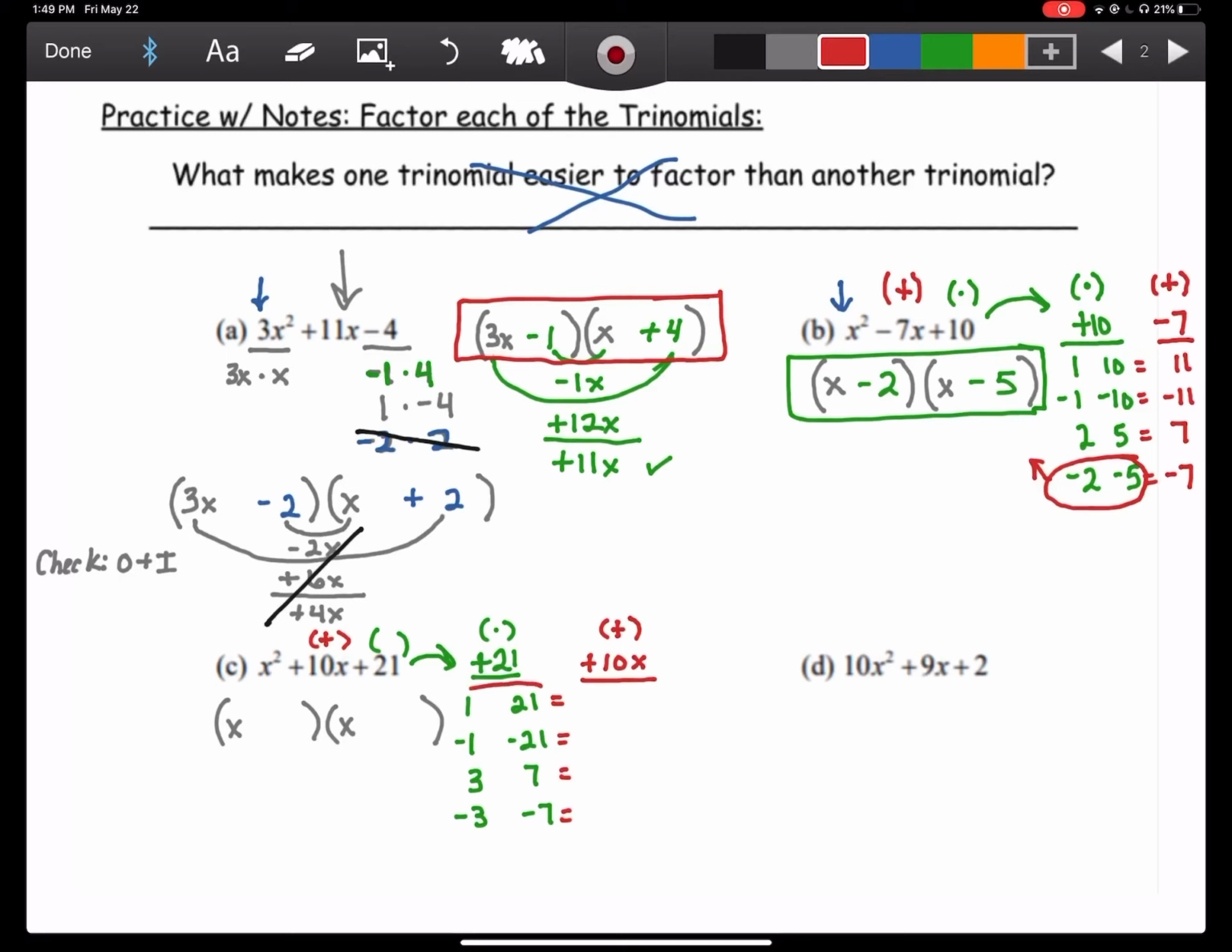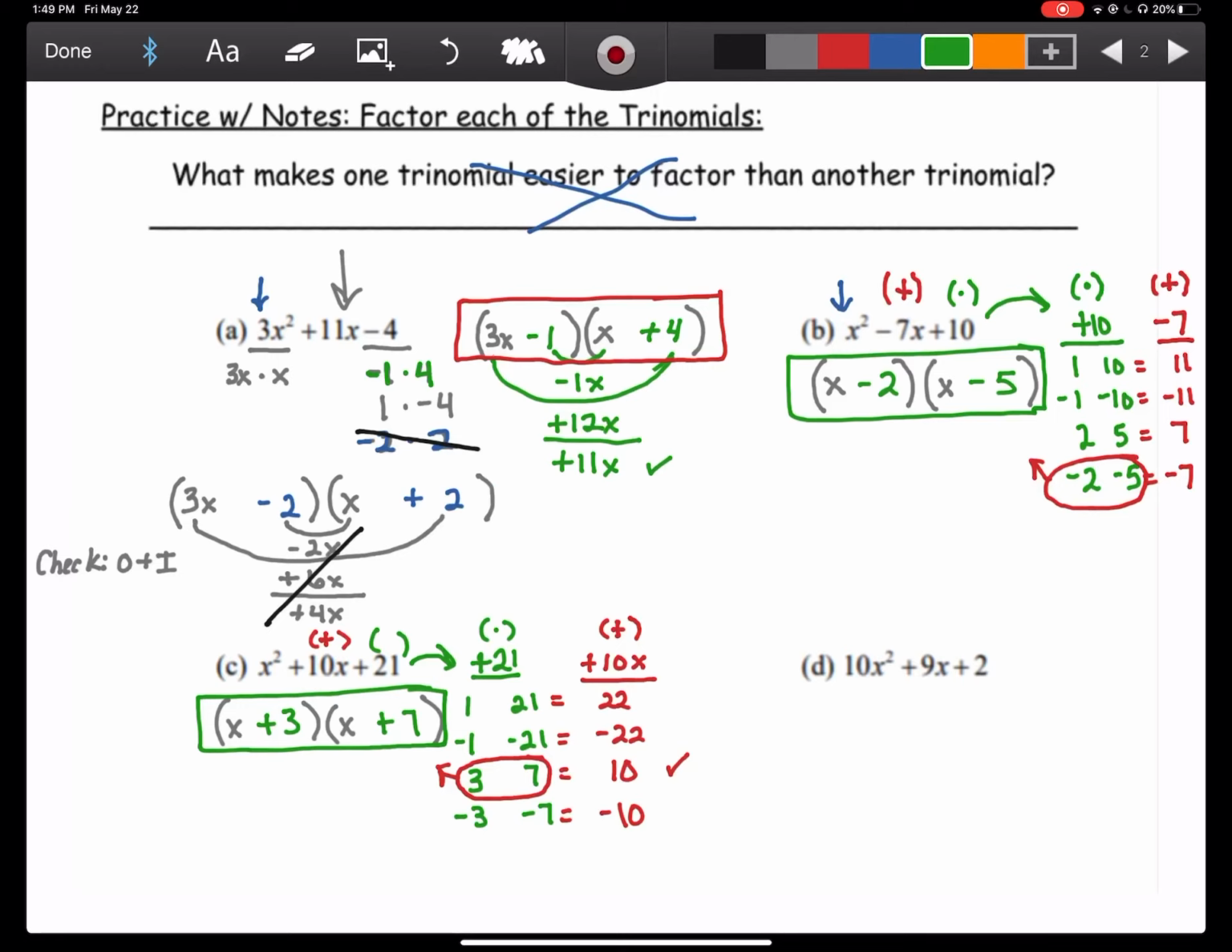What's 1 plus 21? It equals 22. That's not what I want. What's negative 1 and negative 21? That's negative 22. Also not what I want. 3 and 7 makes positive 10. That's the one I want. And let's just finish it up. So negative 3 and negative 7, that's negative 10, not what I want. So let's go ahead and circle the two pairs that we need. Go ahead and bring them over to your binomials and write them. Don't forget your signs. So positive 3 and positive 7. And that is the answer.